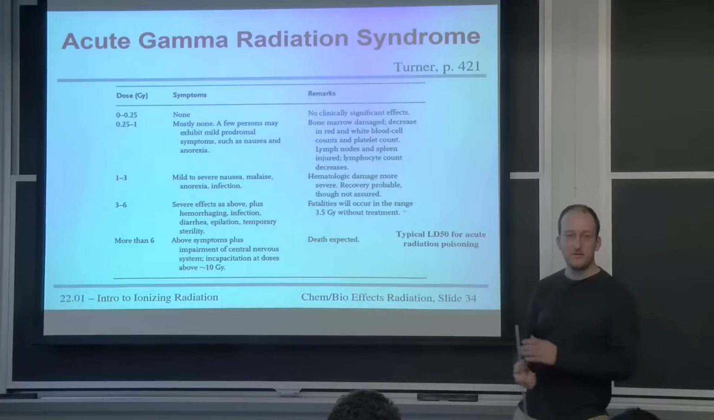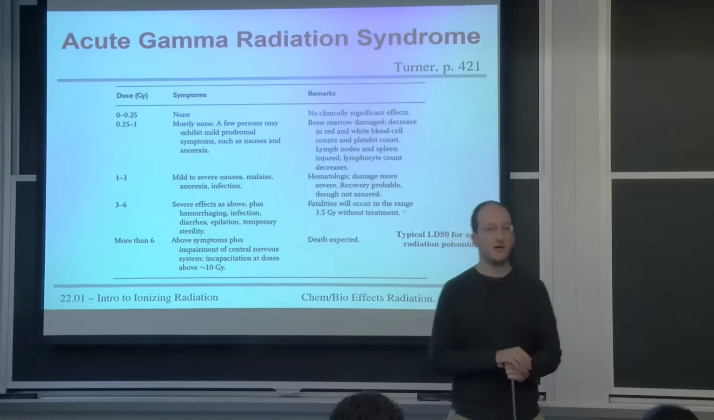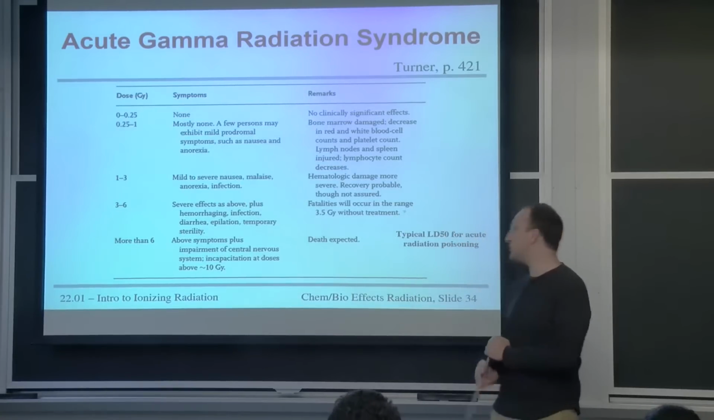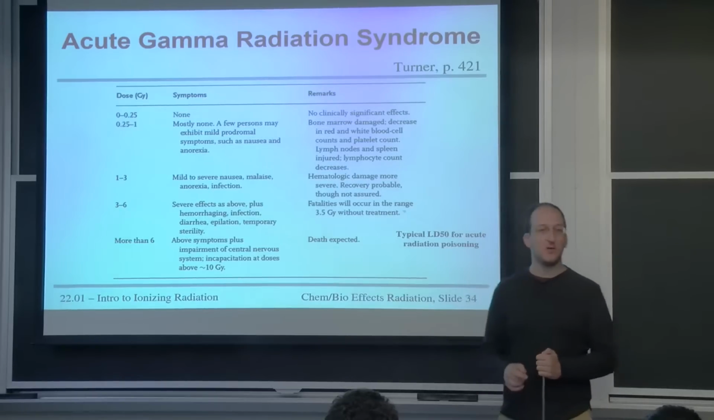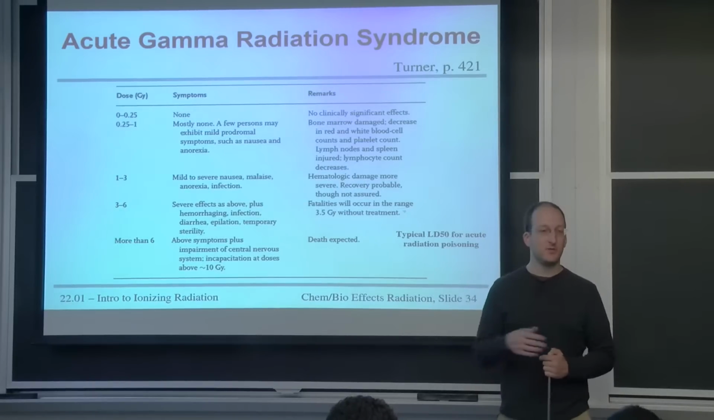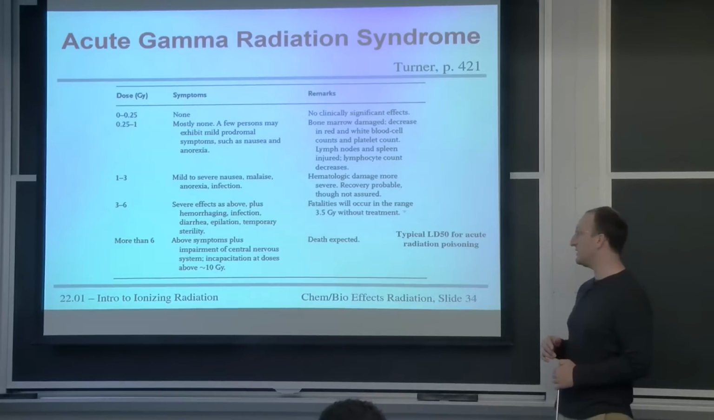Does anyone know what an LD50 is? The lethal dose. The lethal dose for 50% of the population. Right. So about 50% of the people exposed to 3.5 gray will die. This doesn't take into account difference in treatment or difference in person. It's all together. And I'll go into what an LD50 for different things is in a second.